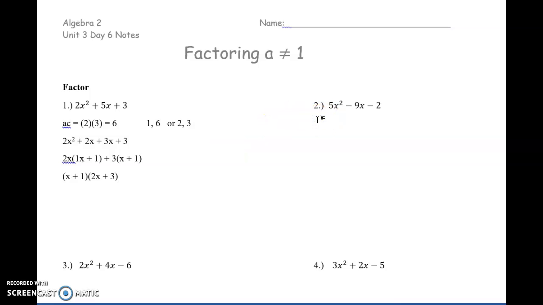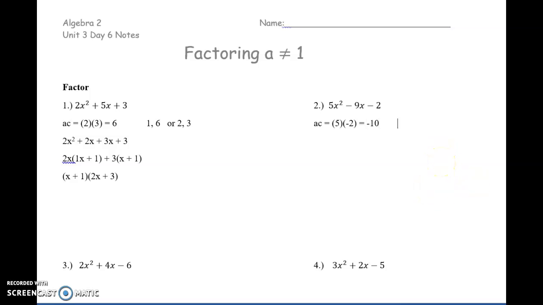Okay, let's come over here to number 2. So again, I look for a GCF. Always start with a GCF: 5x squared, 9x, and 2. The only thing those all have in common is 1. It doesn't do me any good to factor out a 1, so I'm going to do my AC. A in this case is 5. It's the number in front of the x squared, not the x squared itself. And C is negative 2. Don't forget to bring that negative with it. That's really important. 5 times negative 2, negative 10.